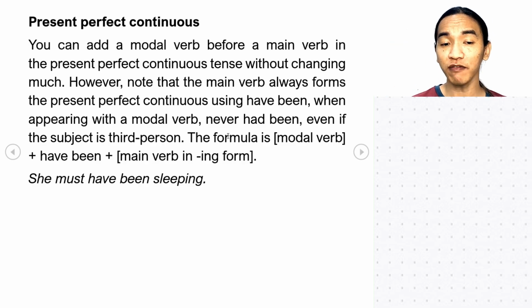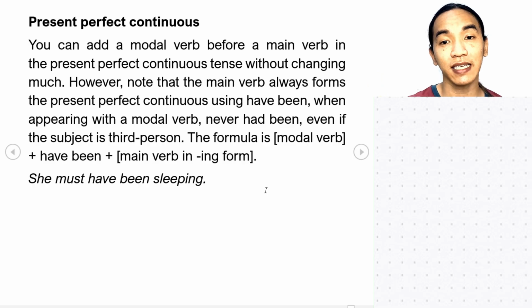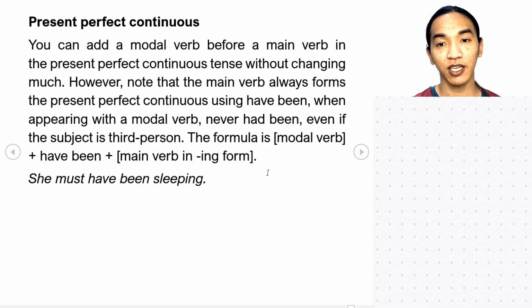Because your modal verb takes the base form of your verb. So therefore, you use have been. No had, no has. Okay? So she must have been sleeping. So this is present perfect continuous.